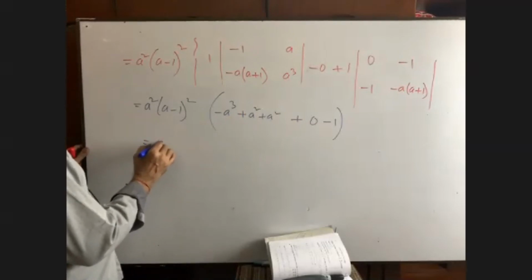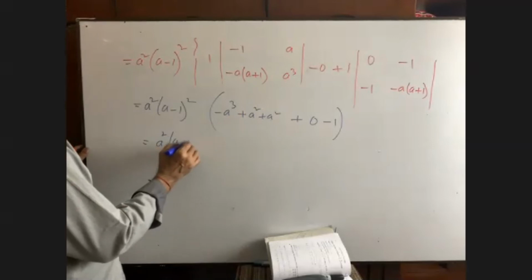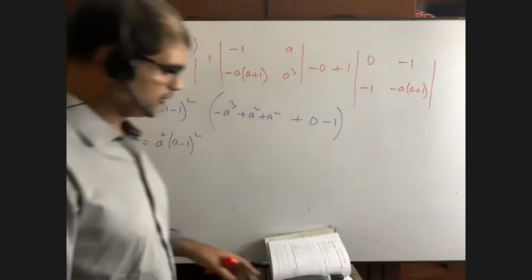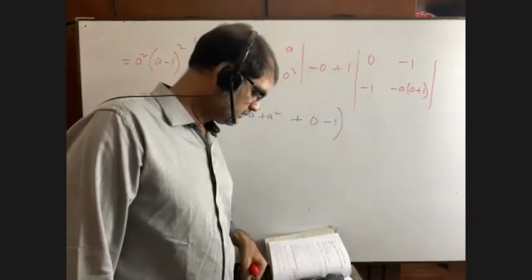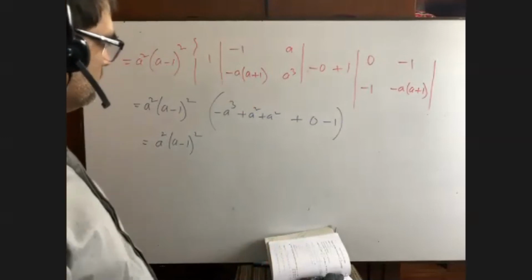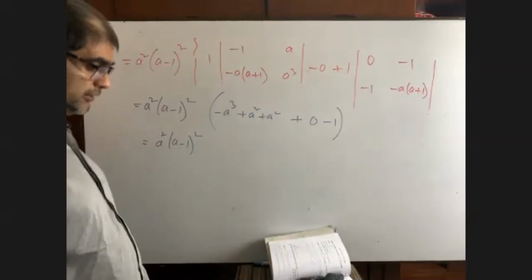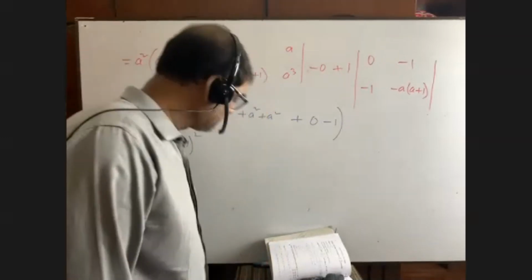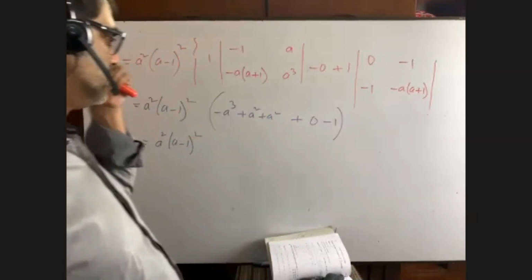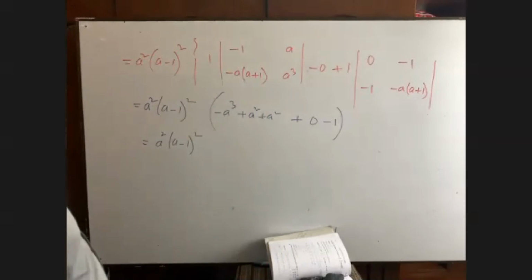So what we are getting here is a square, a minus 1 whole square. In the answer, there is a square minus 1. Am I wrong anywhere? A square into a minus 1 whole square, a square minus 1. We are wrong somewhere.